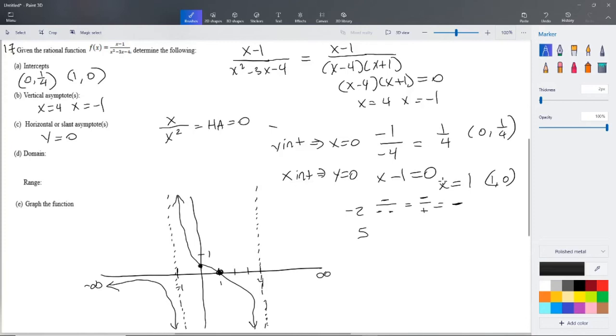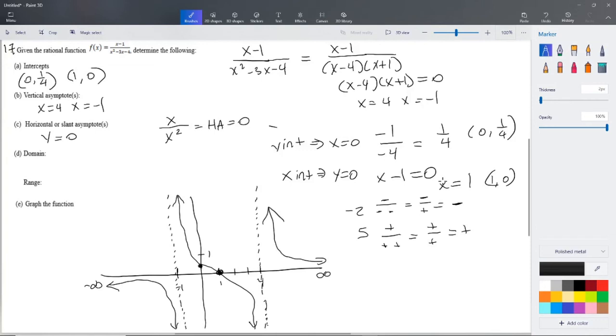All right, for positive 5, 5 minus 1 is 4. That's a positive number in our numerator. 5 minus 4 is a positive there, and 5 plus 1 is a positive. So a positive times a positive is a positive in my denominator, and a positive divided by a positive down my fraction is a positive, meaning our graph is in this section.